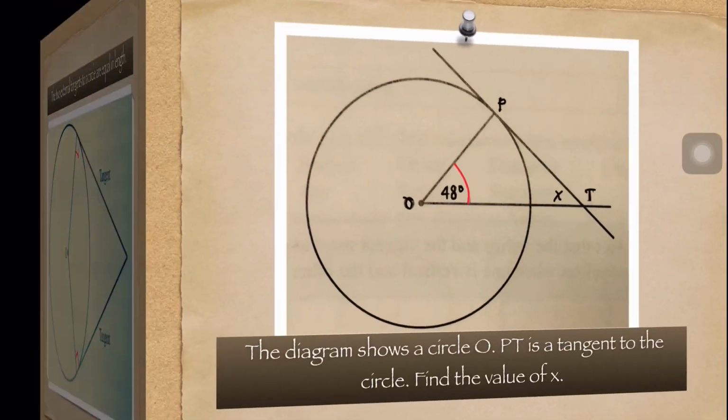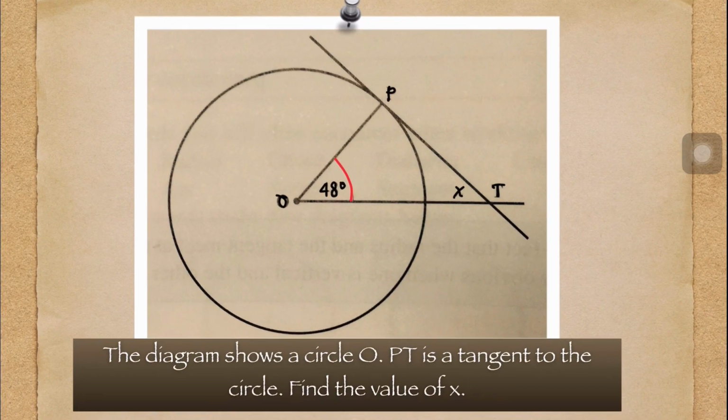Okay, next one. Here's a situation where we can apply what we have learned. The diagram shows a circle O. PT is a tangent to the circle. Find the value of x. Remember that PT is the tangent and OP is the radius, meaning they meet at right angles. So this is a triangle, and the sum of all the angles is equal to 180. Since the radius meets the tangent PT at right angles, you have 90 degrees there. So 90 plus 48 is 138. Subtract it from 180, the value of x is, what do you think, guys? It is equal to 42 degrees. So that is the value of x.